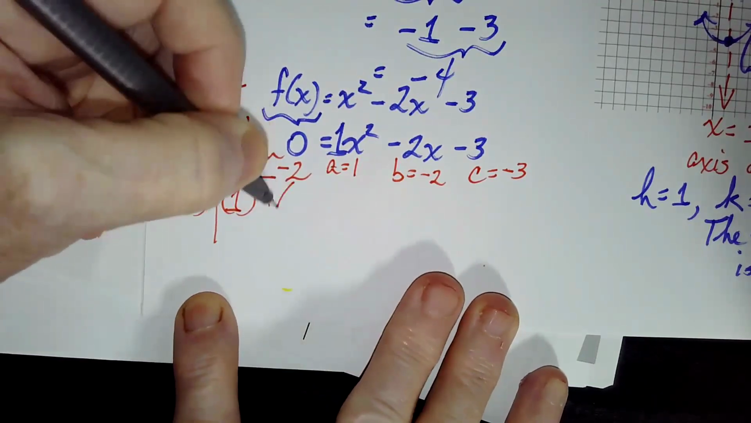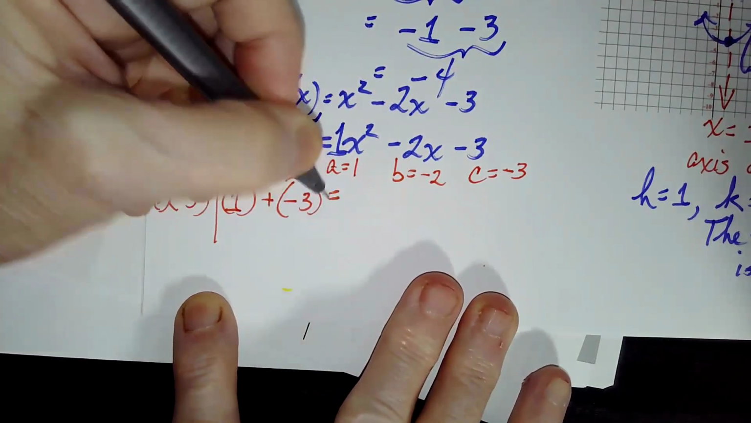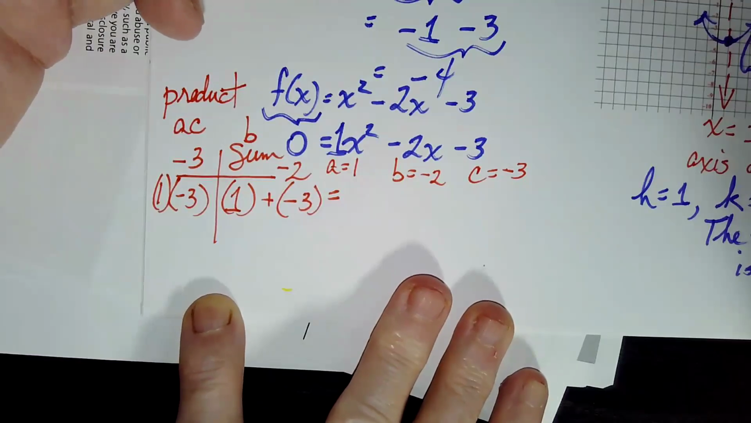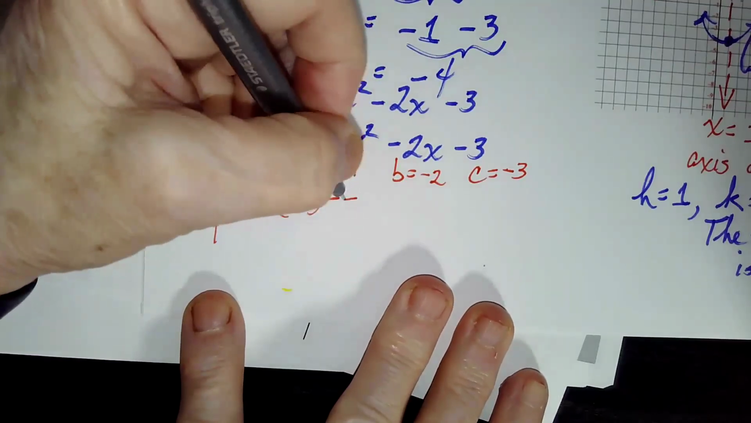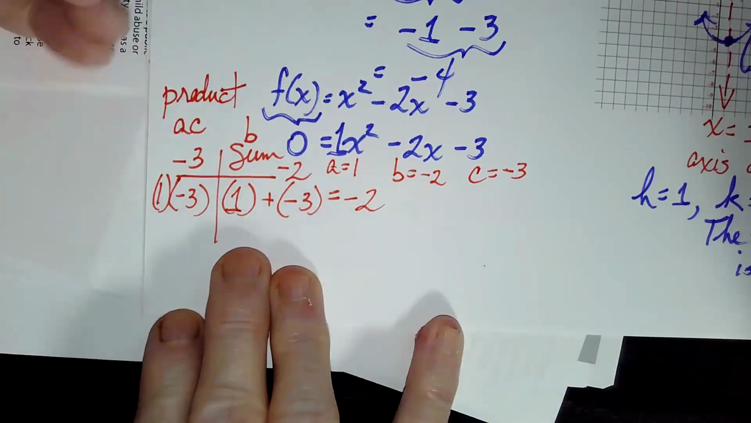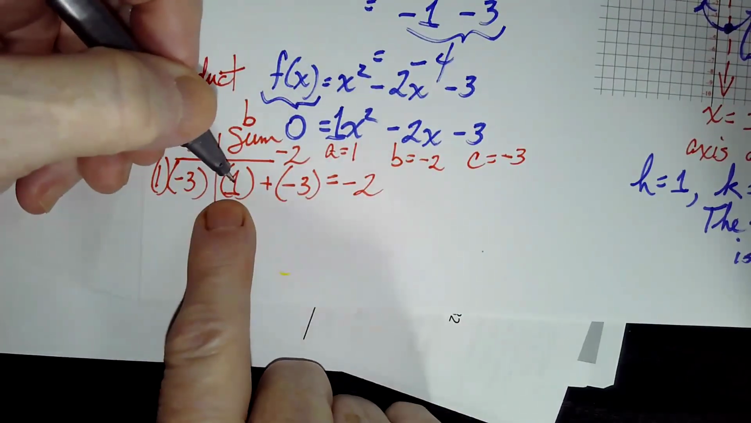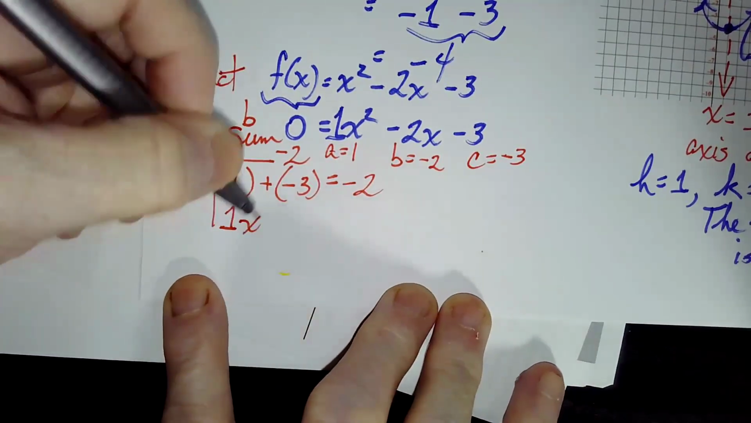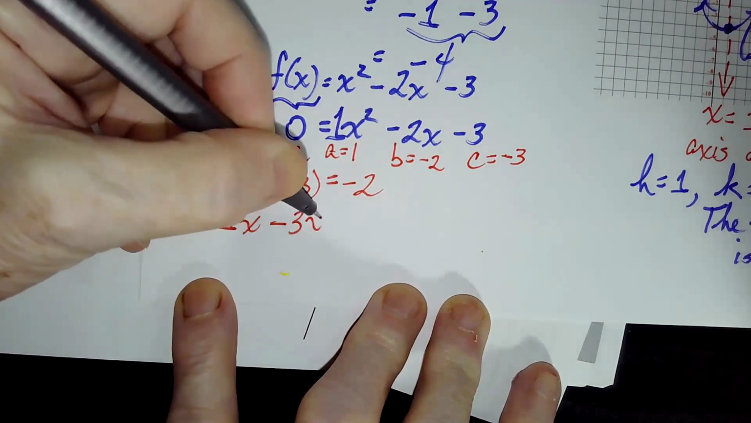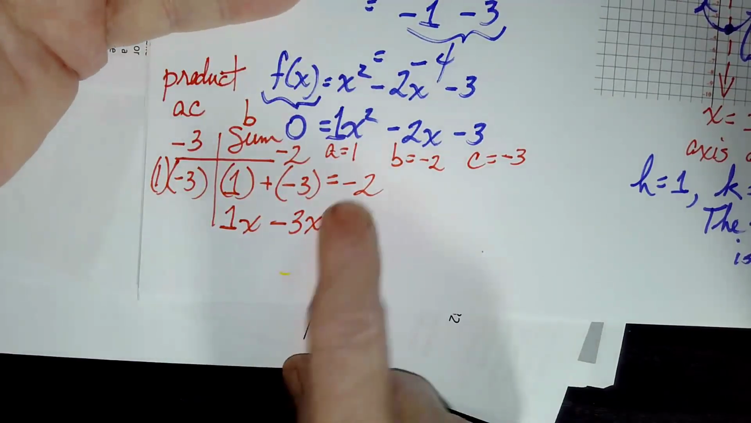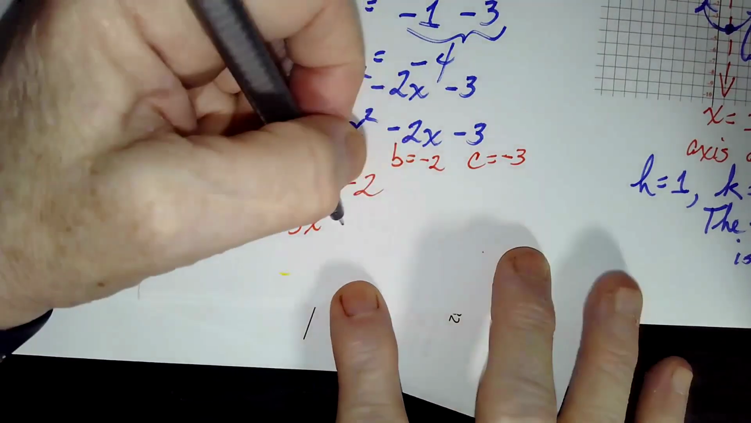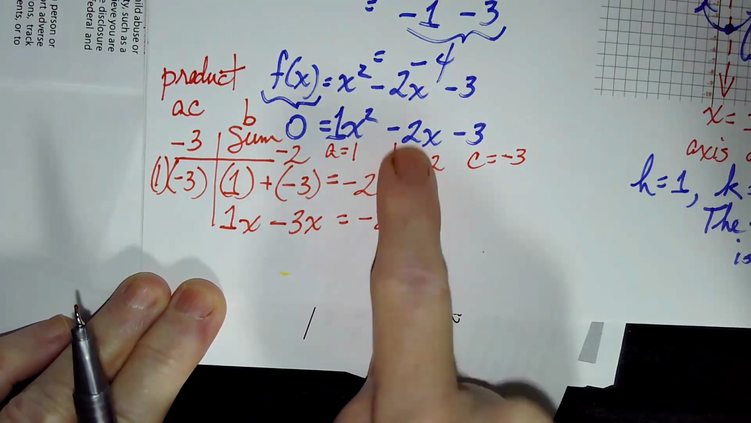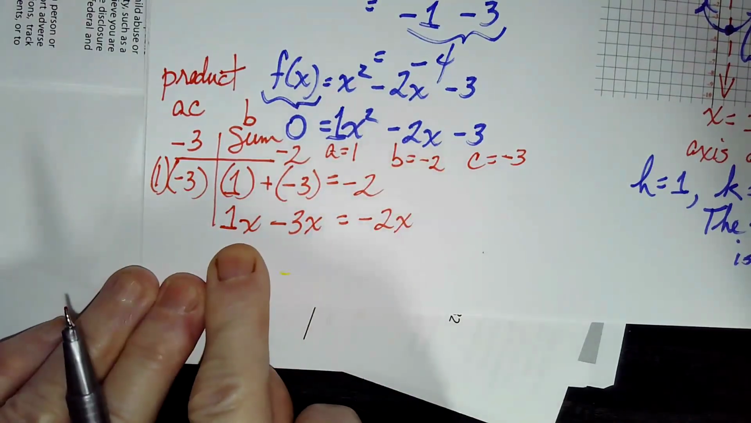1 plus -3 equals -2. Yay, that's what we want. So we're going to use this 1 and -3. Write it as, that -2x from the middle term, it's 1x minus 3x.